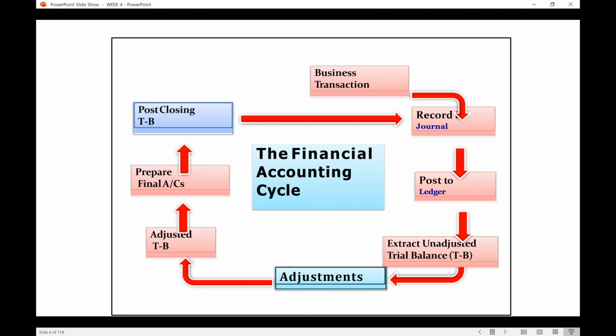Then you move to your adjustments. After you finish your adjustments, you'll then go to your adjusted trial balance. And from there is where you prepare your final accounts. We would have excluded adjustments in our previous video. However, right now we're looking at adjustments, and the adjustments that we're looking at are correcting entries or errors.